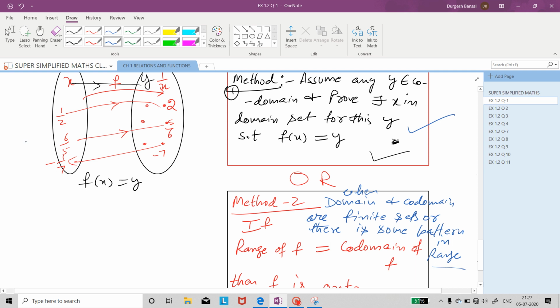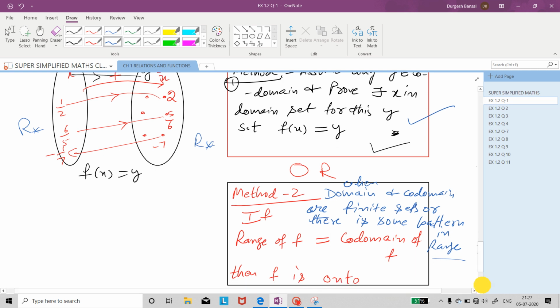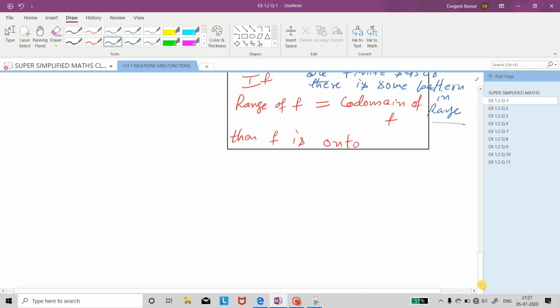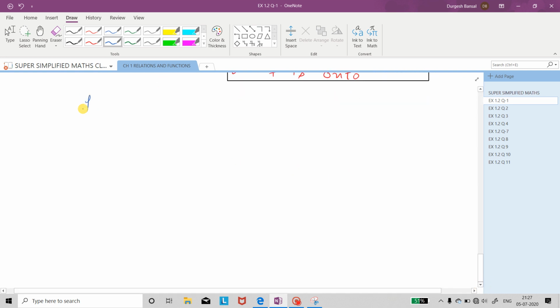As you have seen here, both the domain set and codomain set are R star, which is an infinite set, and no strict pattern is observable here. So here I am going to use method 1. I am going to explain how I use method 1 to prove the function to be onto. F is a function. I have to write it many times so that you do not forget what you are doing. You are trying to prove this function to be onto, and R star is nothing but the set of real numbers minus 0.